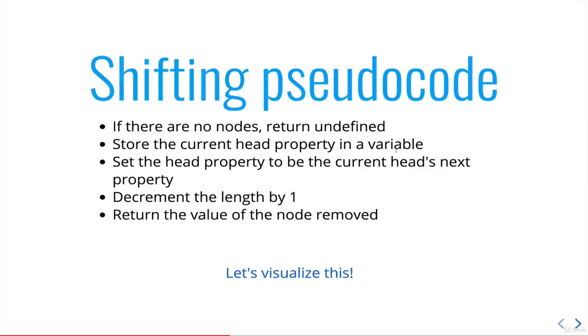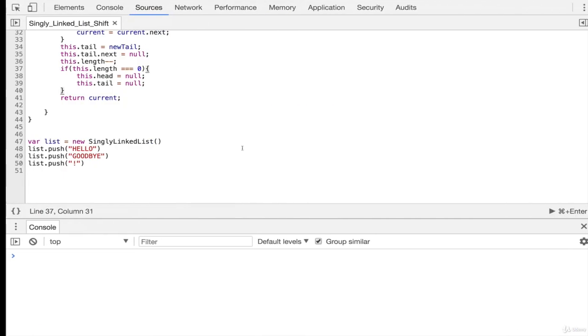Okay, so let's type this out. First, we need to define shift, and it doesn't take any arguments. And then let's start with this first one-liner. If there's no nodes, if it's empty, return undefined.